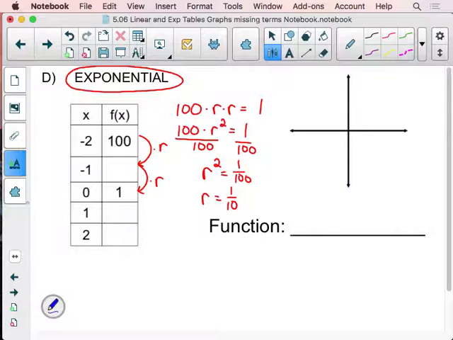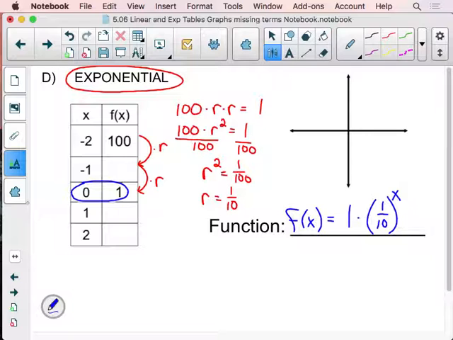Now we also know our starting value is 1. So if we want to write our function real quick, it'd be f of x equals 1, that's our starting value, times our r value, our common multiplier, of 1/10 to a power of x. That means that we have decay.